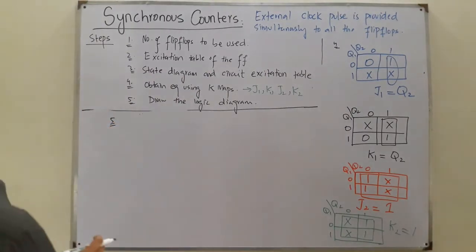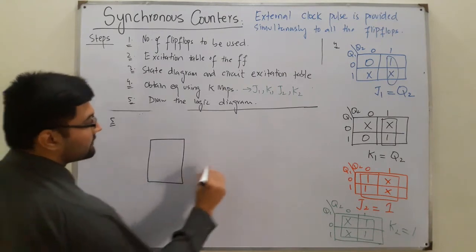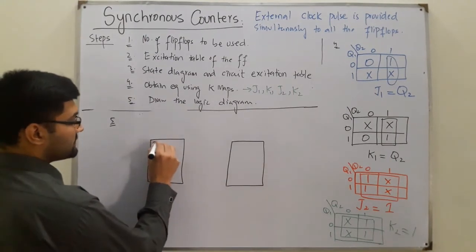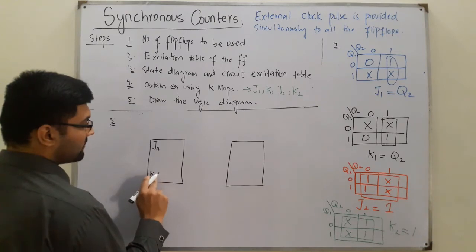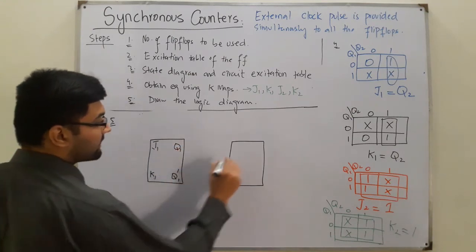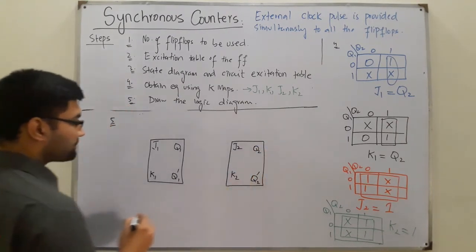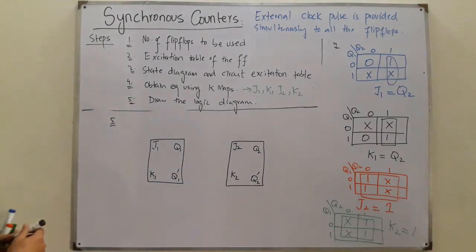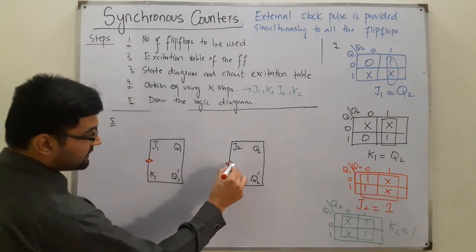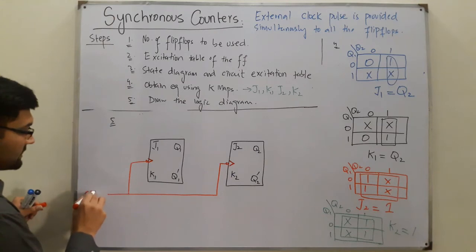The logic diagram. So this is a 2-bit counter, which means we have two flip-flops. This is the first flip-flop. This is the second flip-flop. All right, this is J, K, or 1-1, so J1, K1, Q1, Q1 complement, J2, K2, Q2, Q2 complement. Fine, and an external clock pulse is provided simultaneously. So this is the difference of the synchronous counter from the asynchronous counter. This is the external clock pulse.